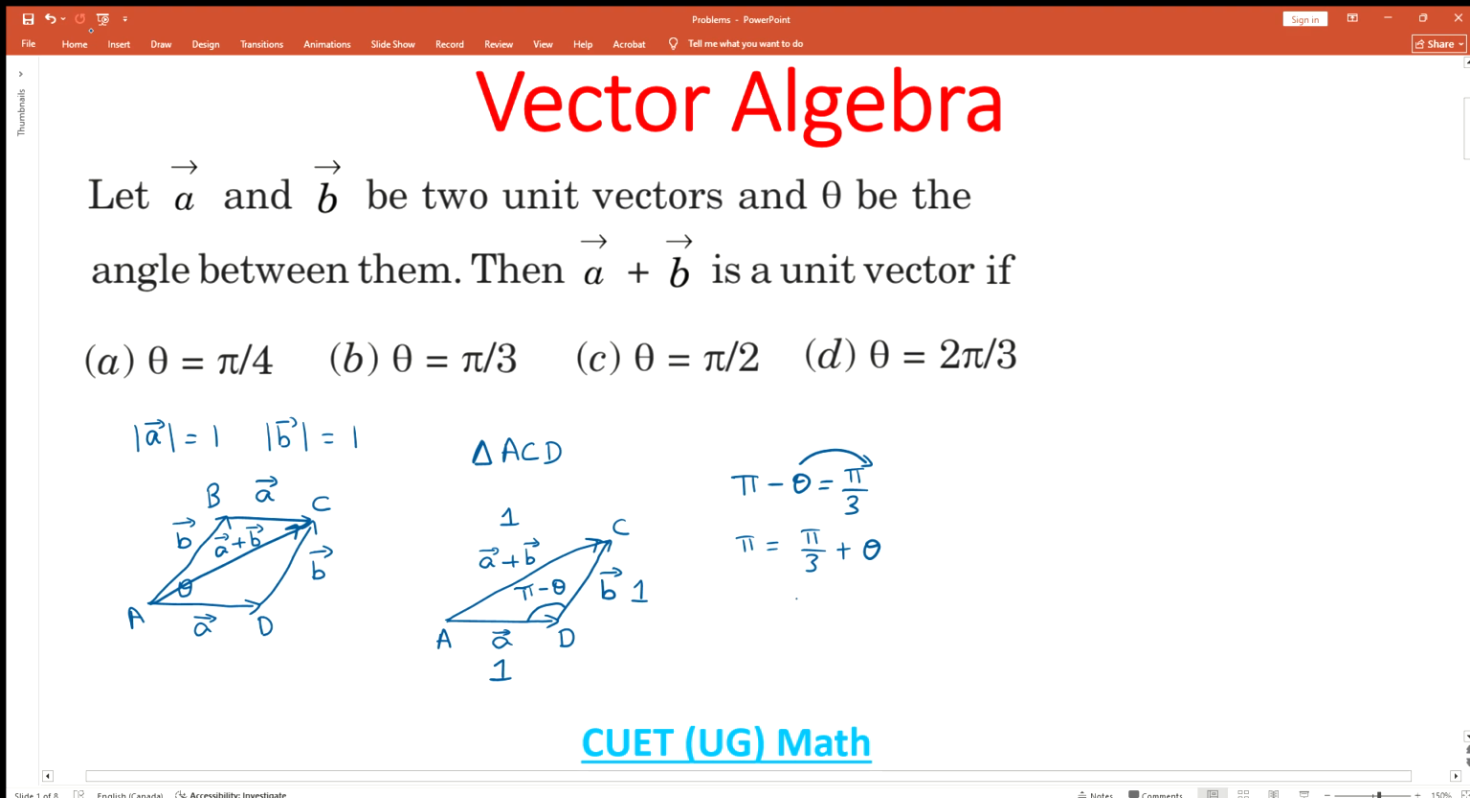Next, we can subtract pi over 3 from both sides. We can subtract the terms by finding a common denominator. The denominator of pi is 1. The common denominator is 3. So I get 3 pi over 3 minus pi over 3, which is equal to 2 pi over 3. So theta is equal to 2 pi over 3. So the answer should be option D. This should be the final answer for this problem.